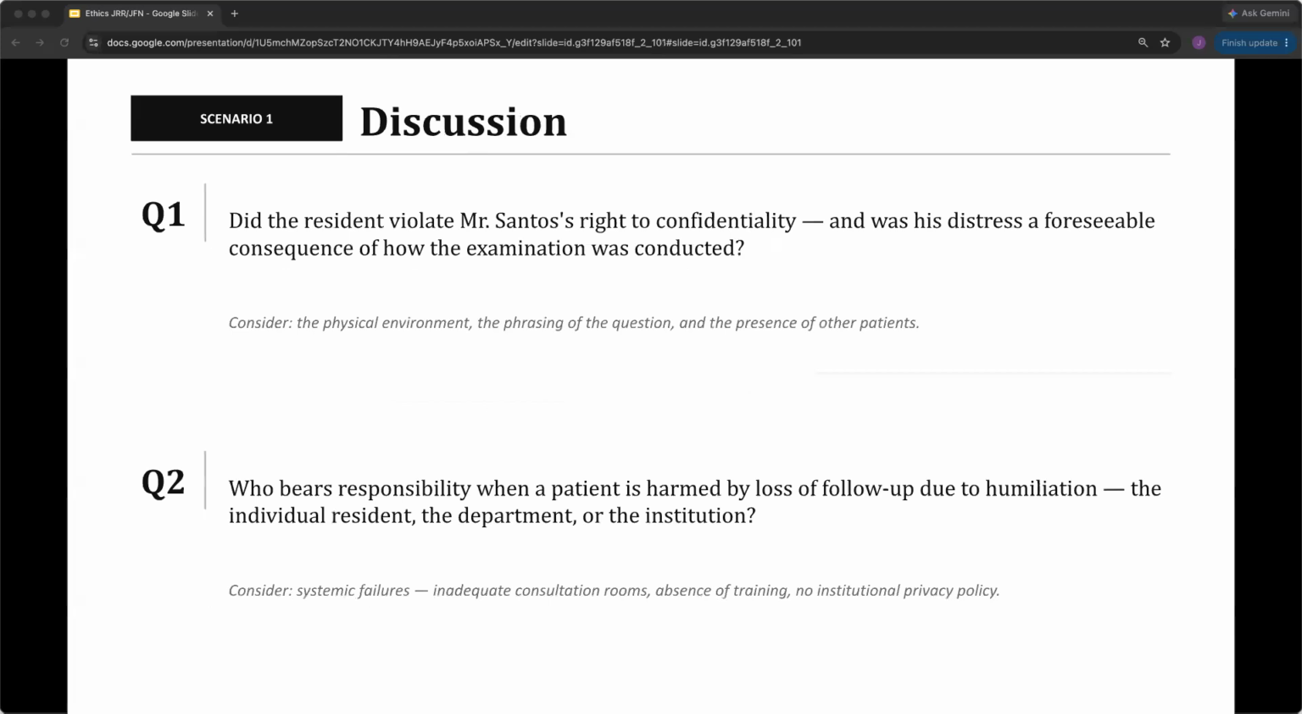So before we move to the formal analysis, let's discuss the case first. We consider two questions. First, was Mr. Santos' confidentiality compromised? The resident may have been asking a clinically relevant question, but does that justify asking it loudly in a semi-public space where other patients could hear? Was Mr. Santos' embarrassment and loss of trust a foreseeable consequence of how the conversation was conducted? Second, who bears responsibility for the outcome, the corneal perforation? Is it the resident, the department that failed to train residents regarding the handling of sensitive information, or the institution that provided inadequate privacy and lacked policies regarding confidentiality? This case reminds us that breaches of confidentiality are often not the result of bad intentions. More commonly, they arise from routine practices, environmental limitations, and systems that fail to prioritize patients' privacy. As we discuss, we think about where responsibility lies and what could have been done differently to protect the patient's dignity while still providing appropriate care.